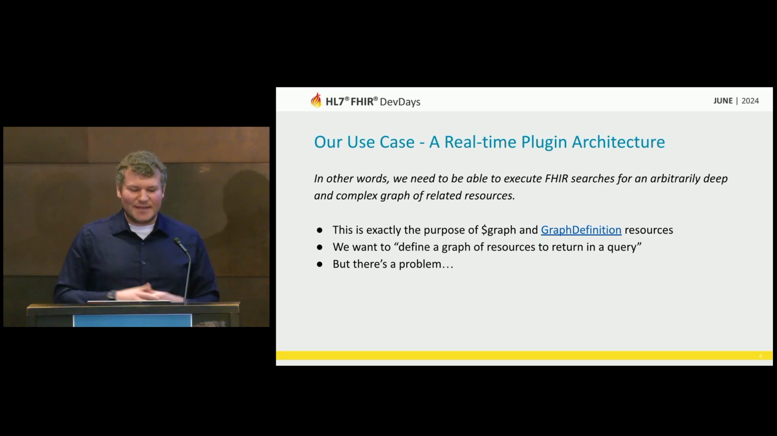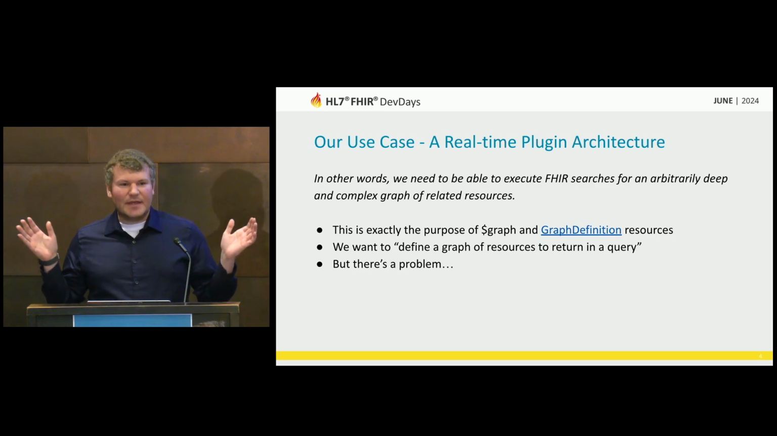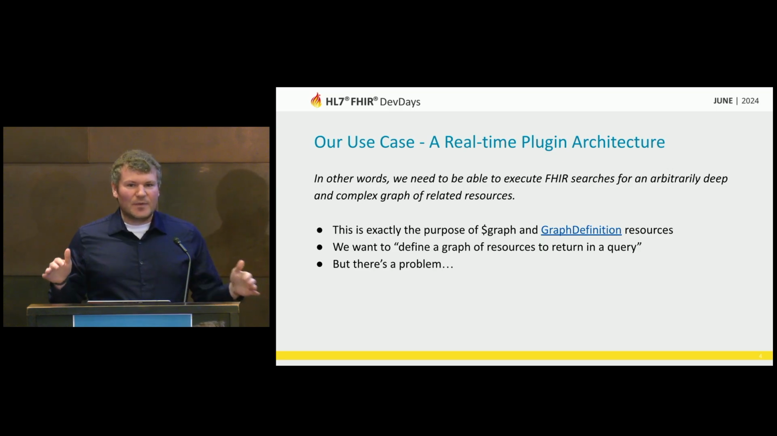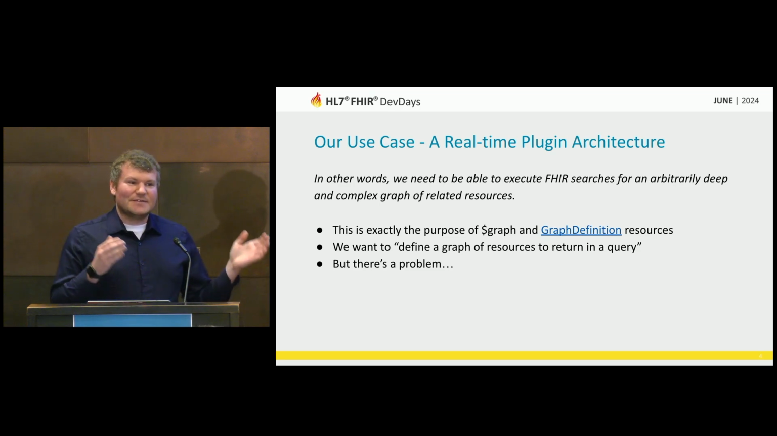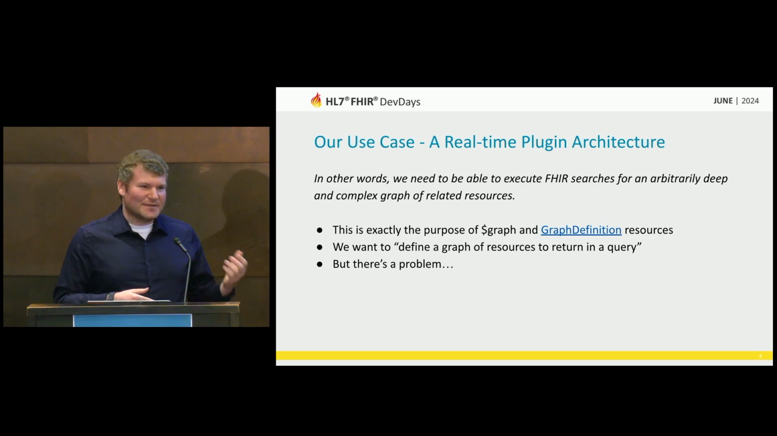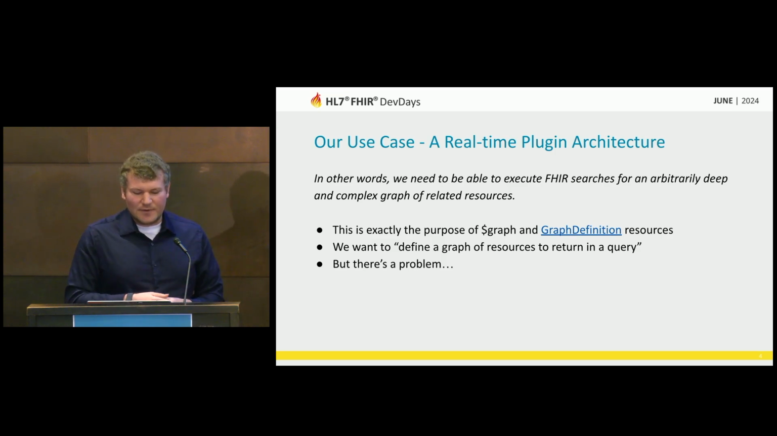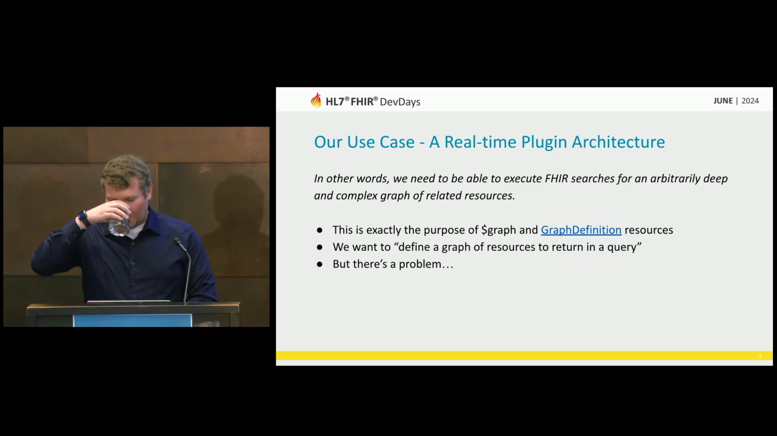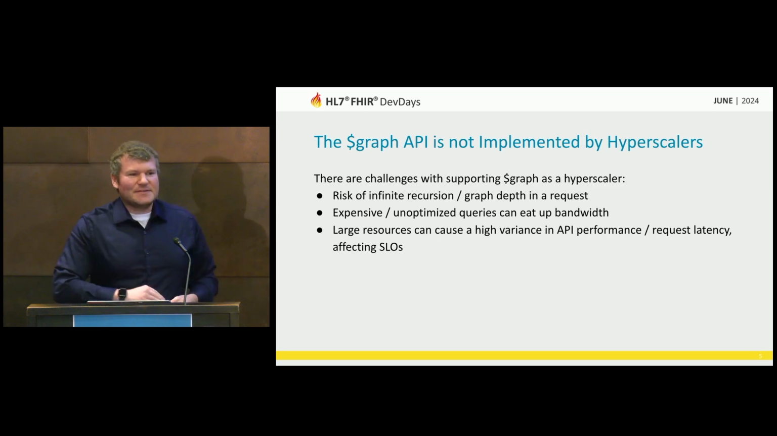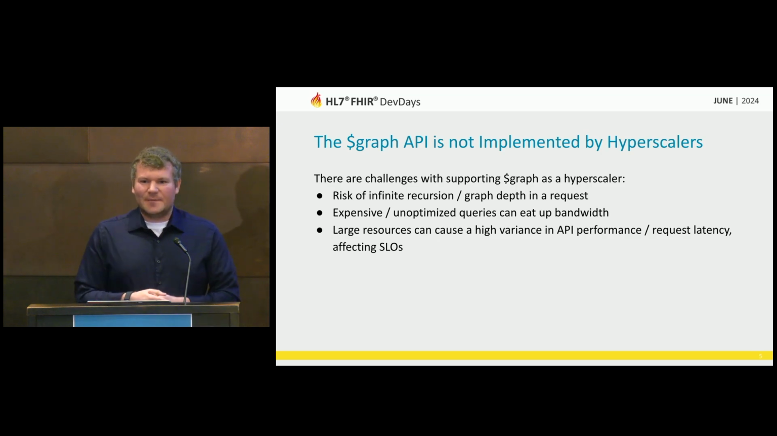So yeah, succinctly said, in other words, we need to be able to execute FHIR searches for an arbitrarily deep and complex graph of related resources. Thankfully, that is exactly what the graph operation is meant to do and what those graph definition resources capture the details of. And to quote the spec, we want to define a graph of resources that we're going to return in a query. There is a single problem though, and it's a big one. The problem is that this graph operation is not implemented by hyperscalers.